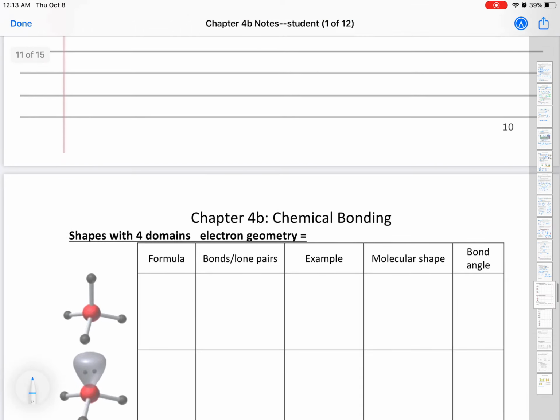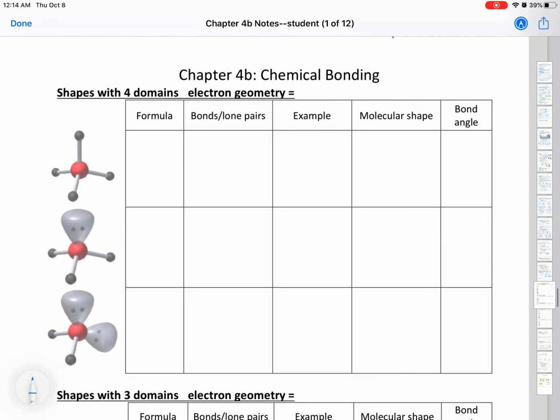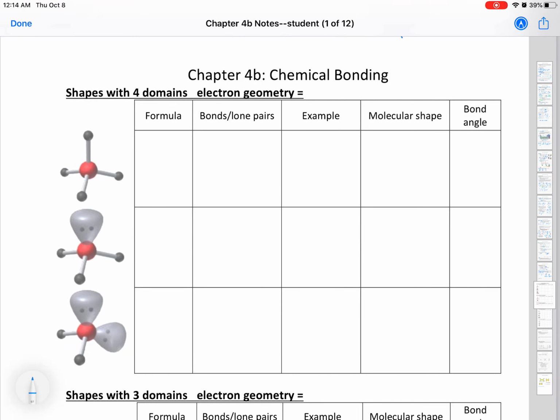Alrighty, so the next couple of pages are basically a worksheet that we're going to fill out to learn the different shapes and names and different geometries of molecules. So we can have molecules that have 4 domains. All of these in this first chart here have the same electron geometry, and that shape is called tetrahedral. They all have a tetrahedral electron geometry.